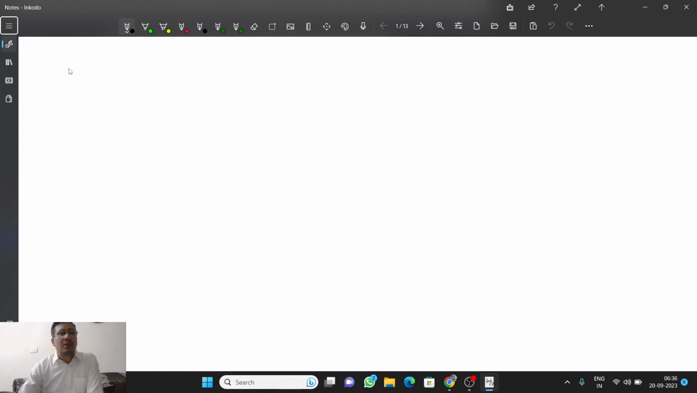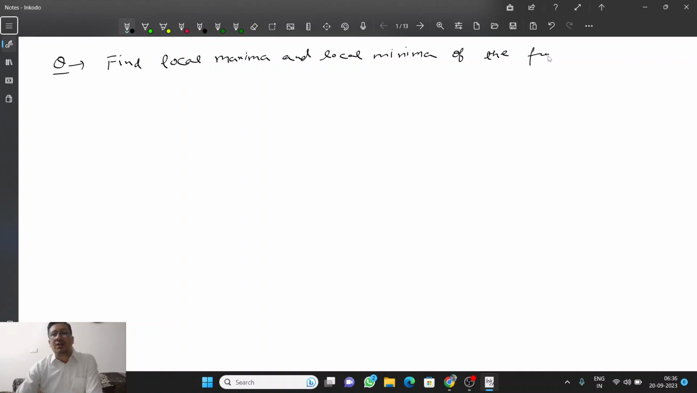My first question is: find local maxima and local minima. Its other names are relative maxima and relative minima. Find the local maxima and local minima of the function given by f of x equal to sin x plus cos x, when the values of x are given from 0 to pi. This is the interval given.